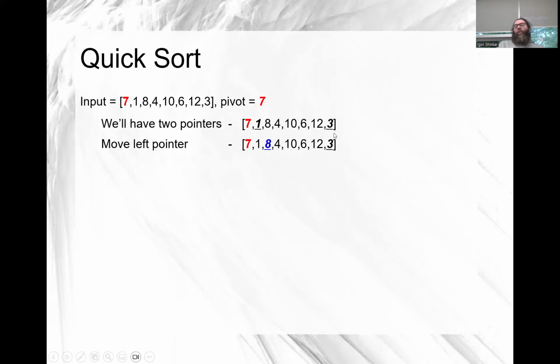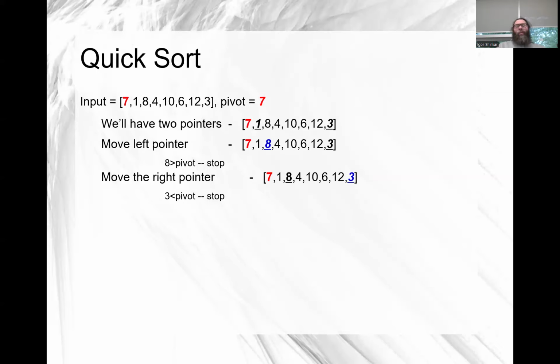the right pointer. So the right pointer is 3. 3 is smaller than 7. Okay. Oh, sorry. So 8 is greater than the pivot, so we stop. Now we'll take the right pointer. 3 is less than 7, but it only wants large numbers. So we'll stop again. Okay, let's see. 8 is too large, 3 is too small. How do we make them nice again? How do we make the pointers happy? We swap 3 and 7.